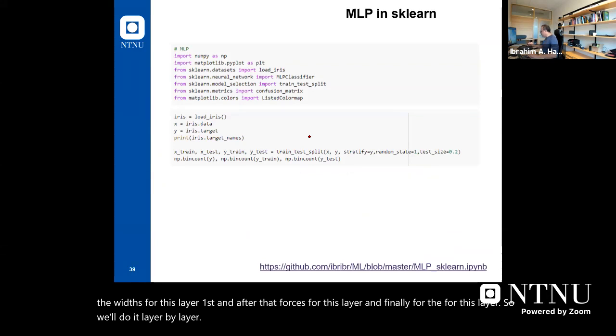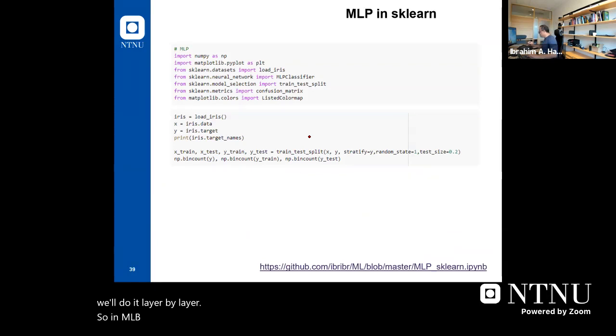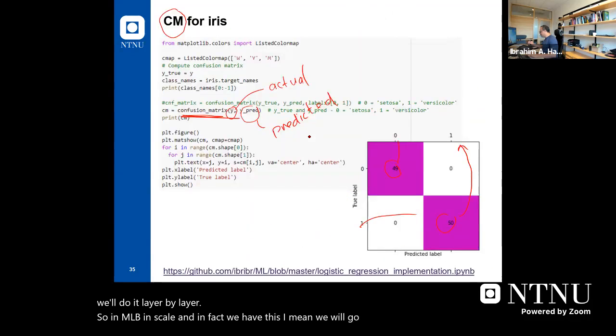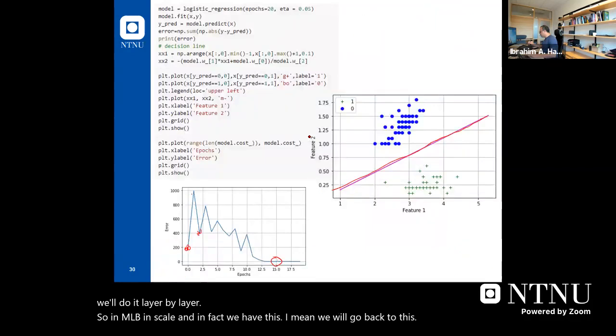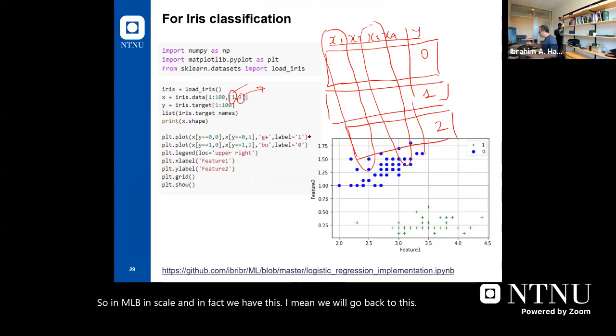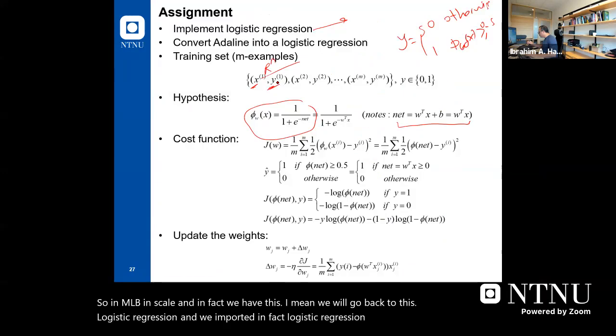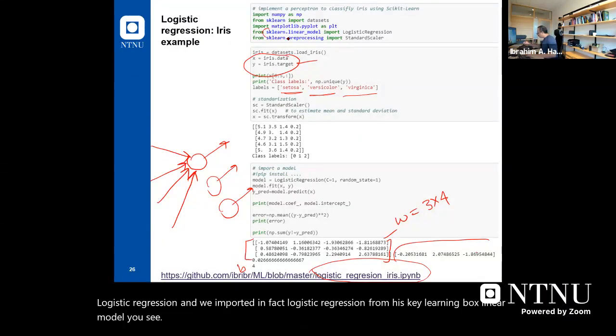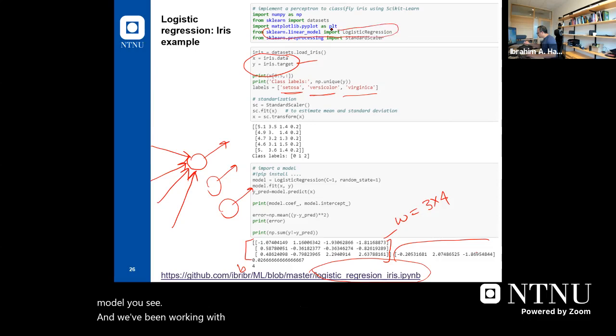So in MLP, in sklearn, in fact, we have this. I mean, we will go back to logistic regression. We imported logistic regression from sklearn.linear_model. Do you see? We have been working with logistic regression, for example. Logistic regression is a kind of linear model. So we import logistic regression from sklearn.linear_model, right? We import this one from linear_model.